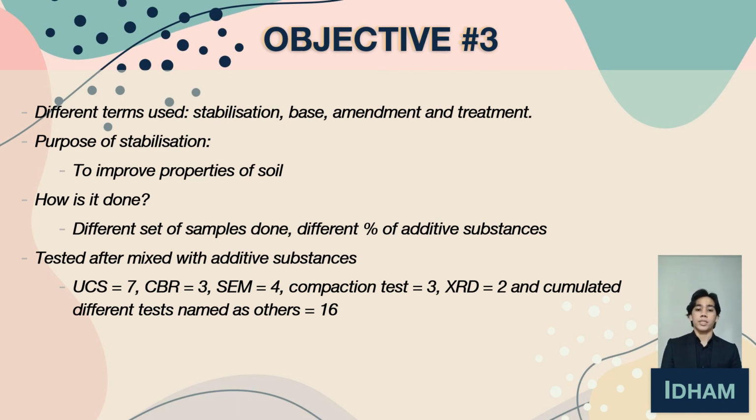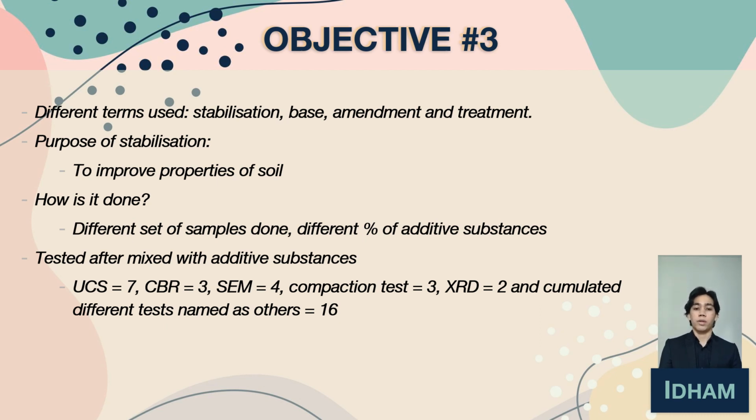The purpose of stabilization is of course to improve the properties of soil, and the way it is done is different sets of samples are prepared. Different percentages of additive substances are added. If you have more than one, then you need different pairs of percentages of those different additive substances. Upon curing, if included, the samples will undergo tests.